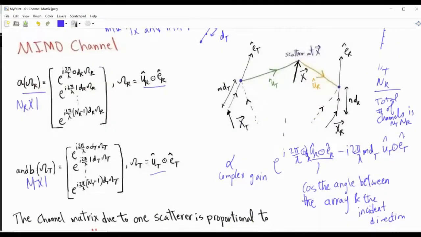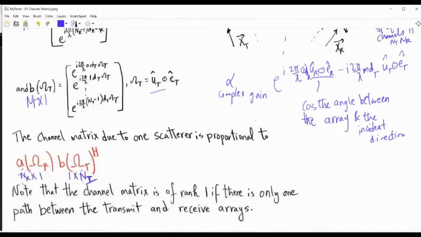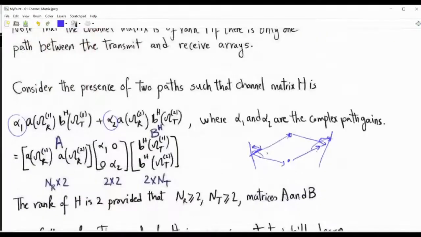So if we are talking about scatterers in different positions, then those vectors, the U vectors, will change, and we will get two A vectors and two B vectors, and we can write down the channel matrix as this outer product, or we can write it in this nice form. So we can form a matrix A whose columns are the A vectors. Let's write them explicitly. So this A1 is the vector due to the first scatterer, and this is due to the second scatterer.